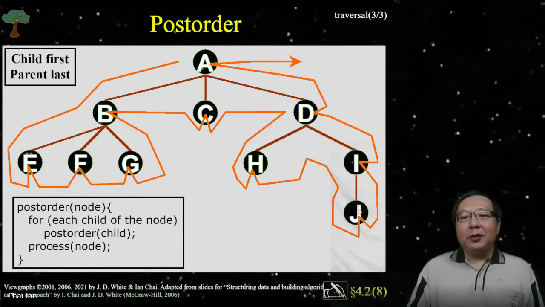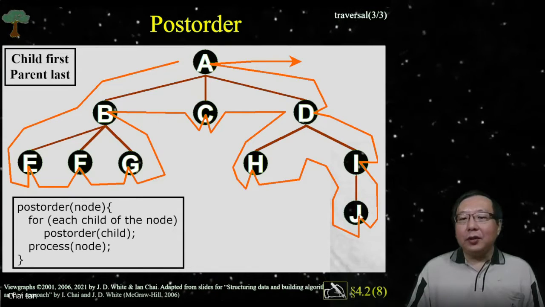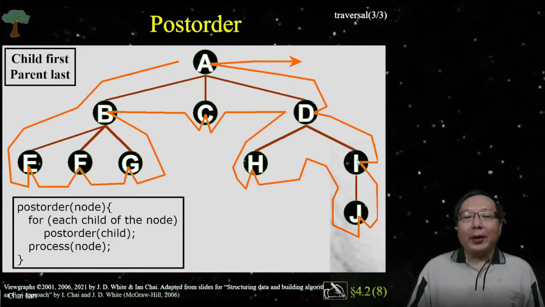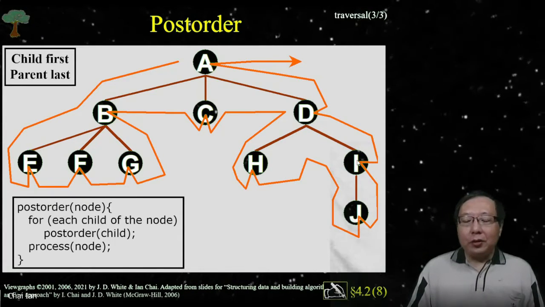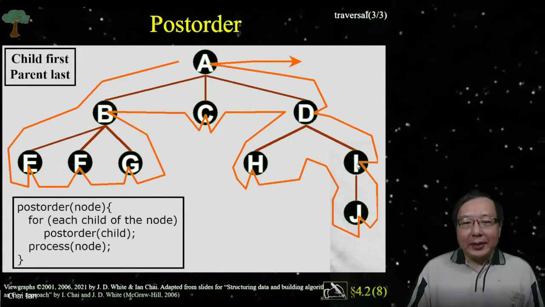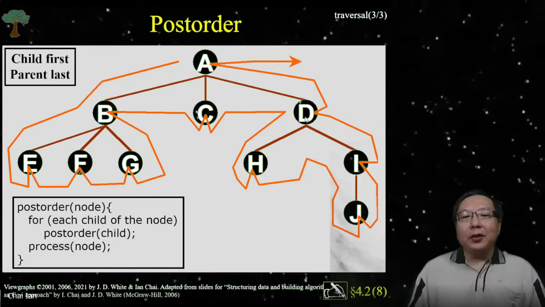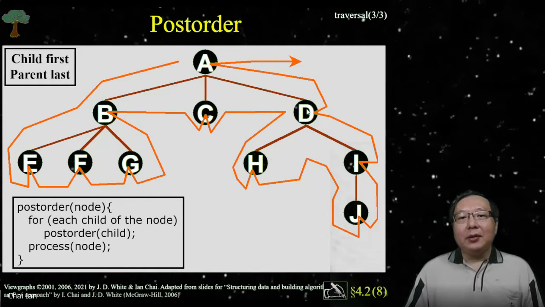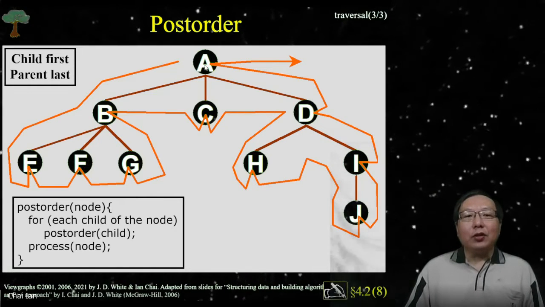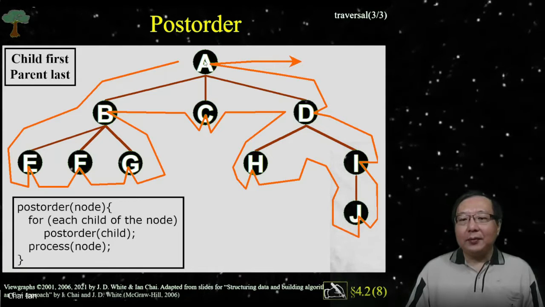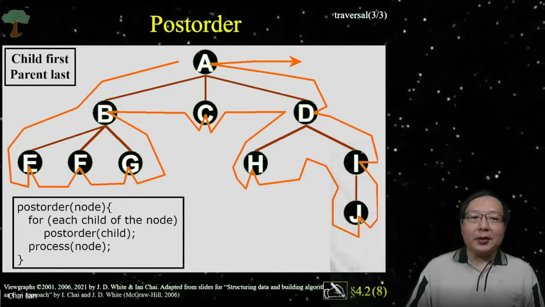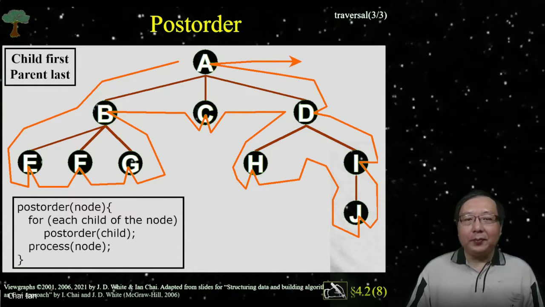I has children, so we go to J. J has no children, so we process J. Then we go back to I. I has no more children, so we process I. Then we go back to D. D has no more children, so we process D. Then we go back to A. A has no more children, so we process A. So you see the sequence of processing is different from pre-order.